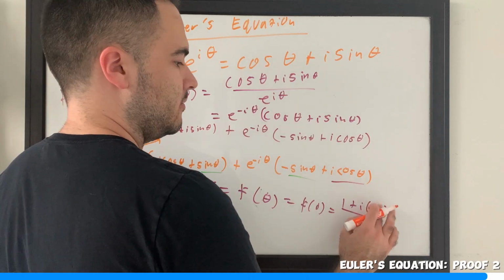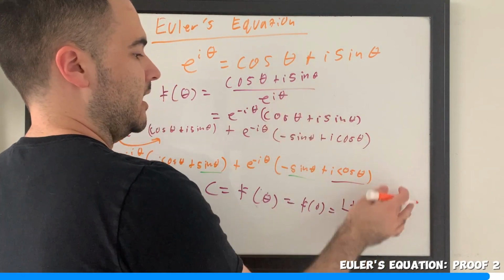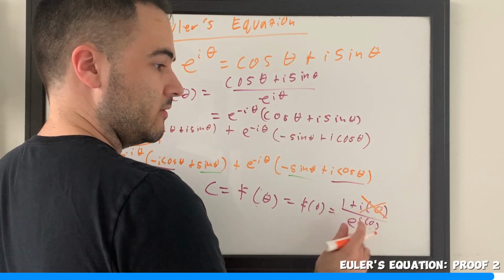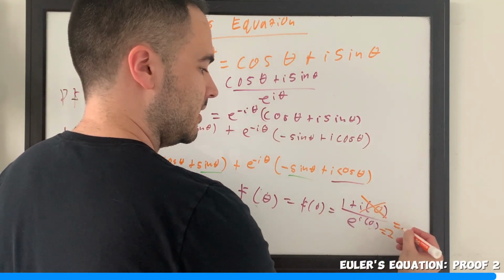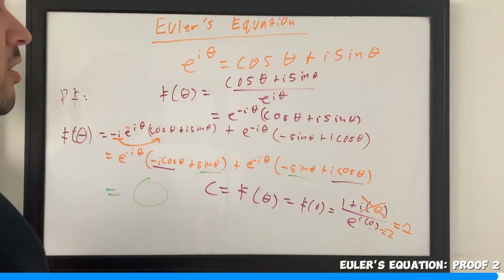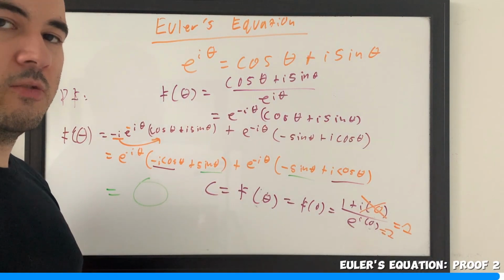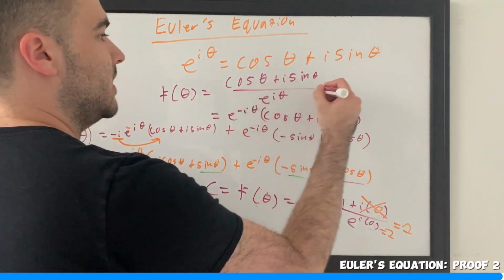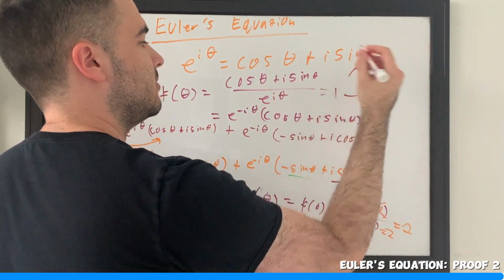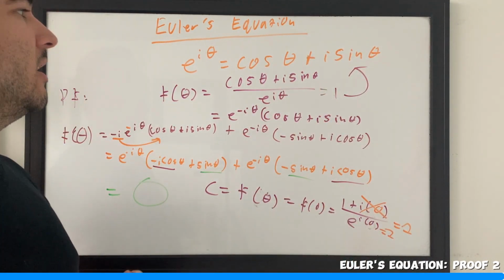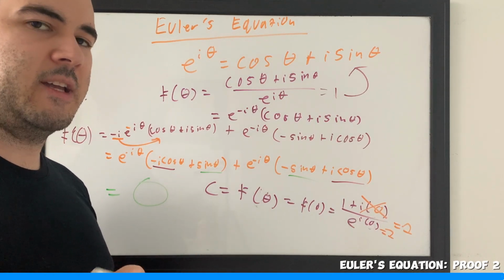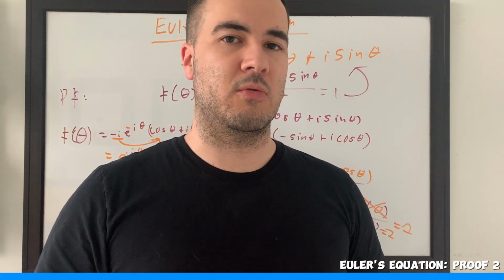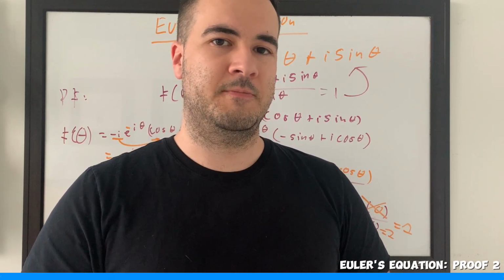So since sine of 0 is 0, there is no i in this, and since e to the power of 0 is just 1, this function is always equal to 1 for every single value of theta. Therefore, this is equal to 1, which then implies, multiplying by the bottom, e to the i theta is equal to cos theta plus i times sine theta. And that, in my opinion, is one of the coolest ways to prove Euler's equation.